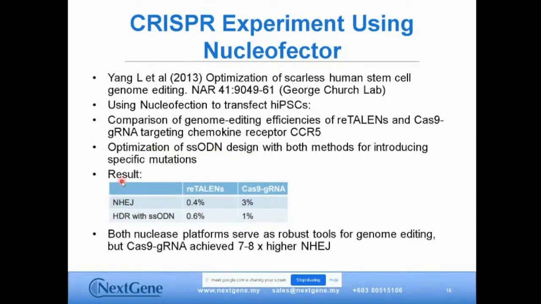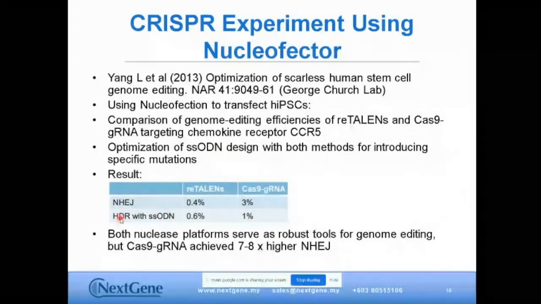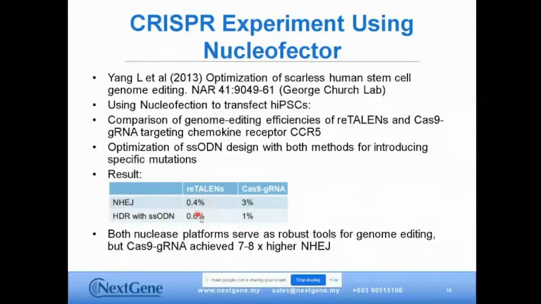As a result, we are highlighting that for the repair mechanism NHEJ, TALEN achieved an efficiency of only 0.4%, but when using the CRISPR system, 3% of the cell population was detected with NHEJ mutation. And for HDR, the modification using the ssODN that has a specific intended modification, TALEN only achieved 0.6% modification, whereas the efficiency increased to 1% for CRISPR.